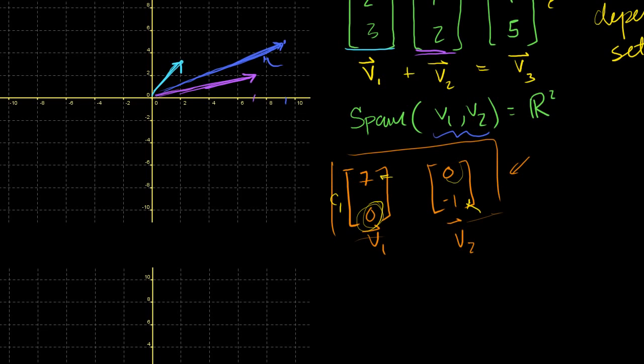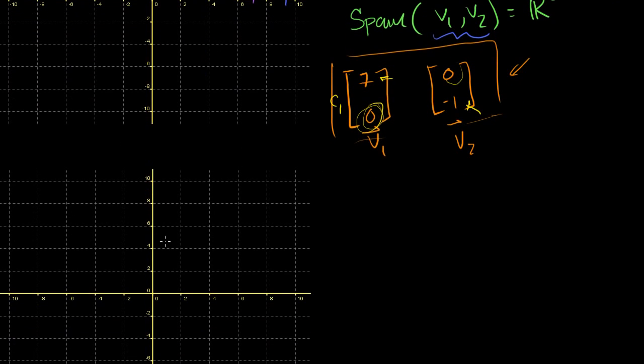And you can even see it if we graph it. One is 7, 0, which is like that. Let me do it in a non-yellow color. 7, 0. And one is 0, minus 1. And I think you can clearly see that if you take a linear combination of any of these two, you can represent anything in R2. So the span of these, just to kind of get used to our notion of span of v1 and v2, is equal to R2.